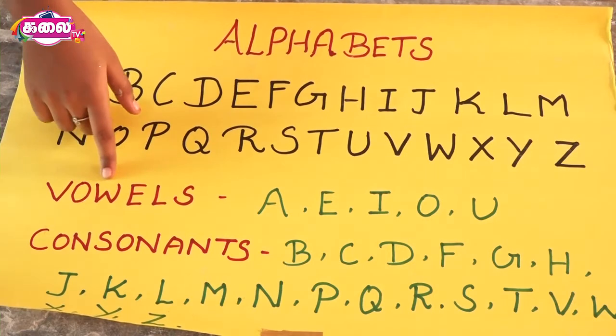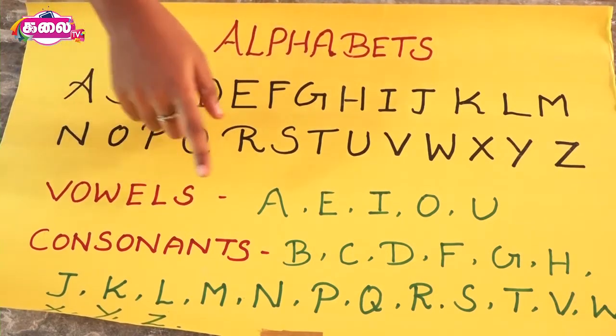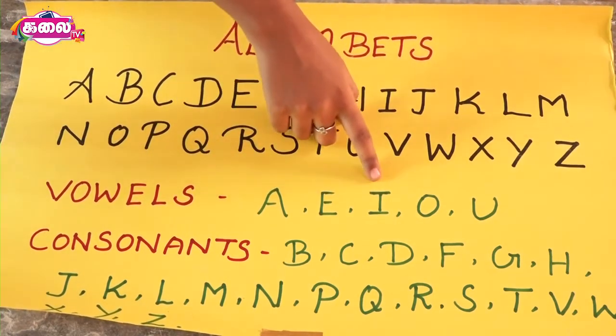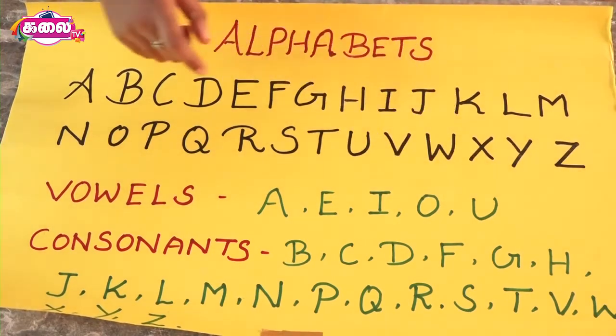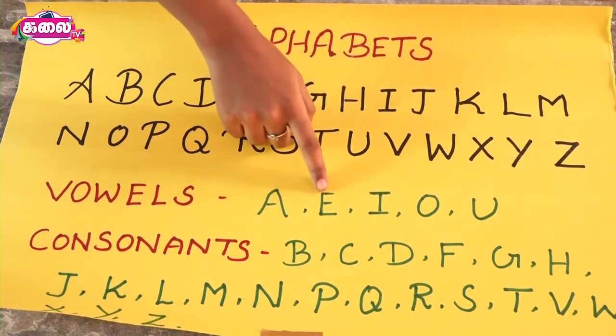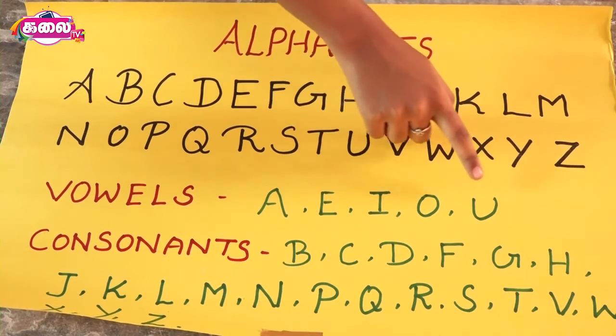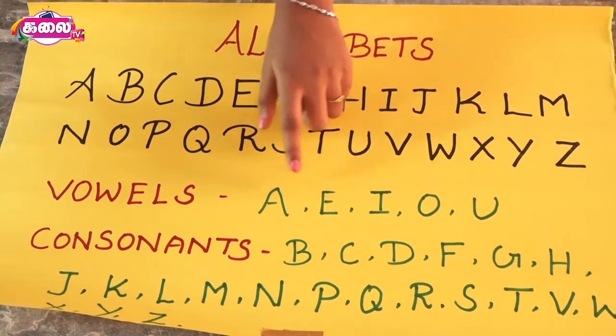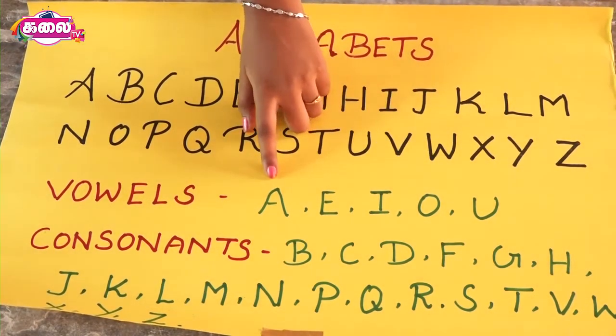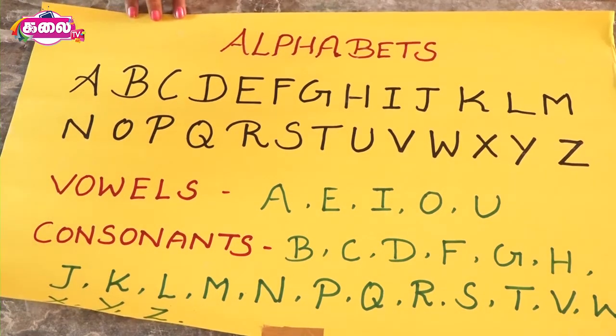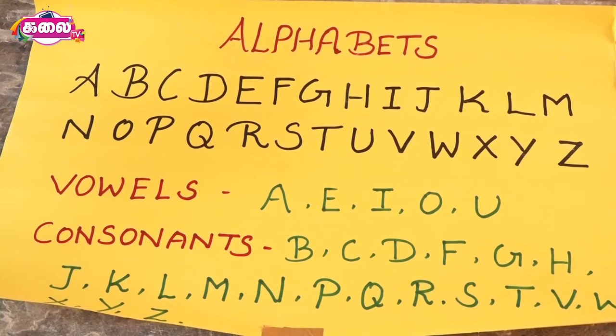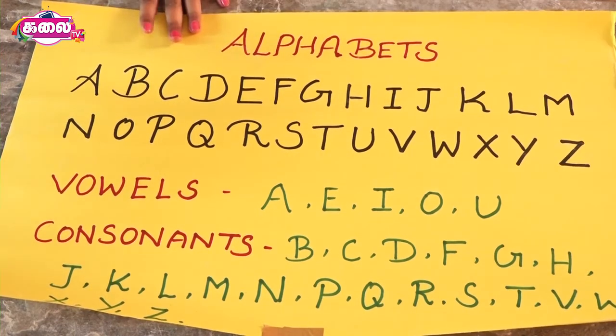Let us learn the vowels first. Vowels: A, E, I, O, U. Say with me. A, E, I, O, U. What are these? These letters are called vowels. Vowels help the words to sound clearly. Without them, you can't pronounce or utter a word properly. So, vowels are the most important letters to form a word.